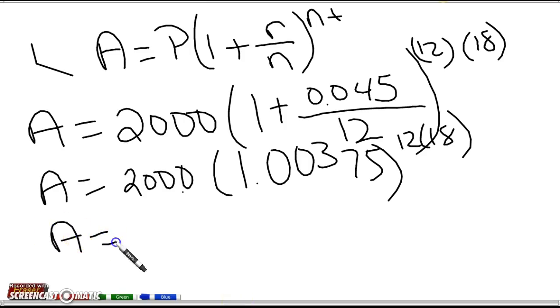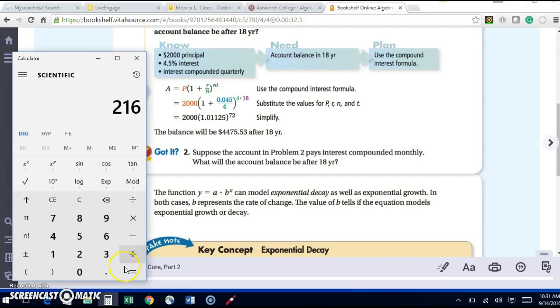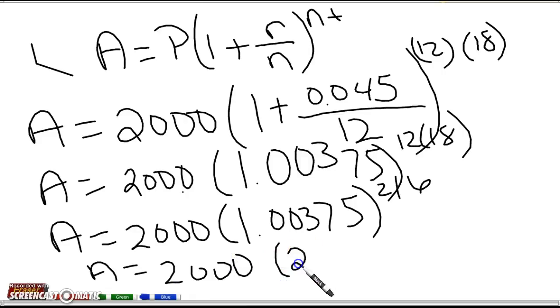So we get A equals 2,000 times 1.00375 to the 216. So now let's put that in our calculator. We get 1.00375 raised to the 216 power. I get 2.245. So we get A is equal to 2,000 times 2.245.